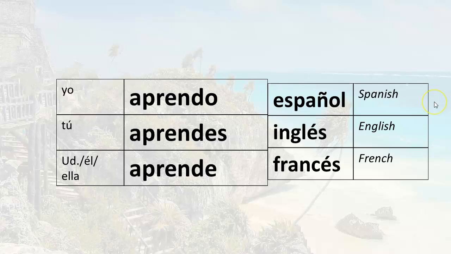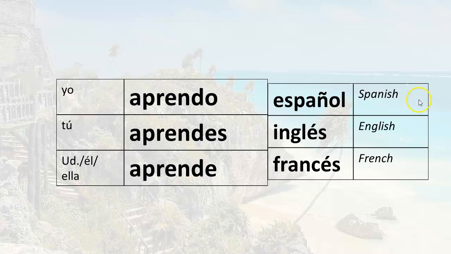So if you want to say I learn or I am learning Spanish, you would say yo aprendo español. Remember that you can leave out the yo because this ends with an O, and you can simply say aprendo español. I learn or I'm learning English. Aprendo inglés. I learn or I am learning French. Aprendo francés. You learn or you are learning Spanish. Aprendes español. You learn or you are learning English. Aprendes inglés.